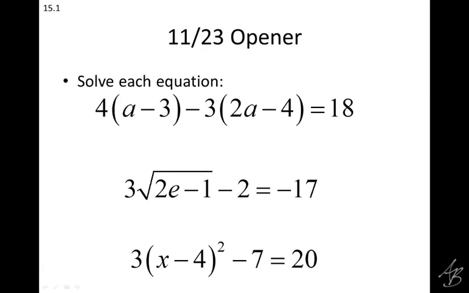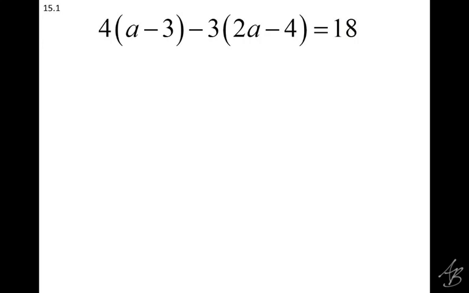We've got three equations in the opener today. They're all reviewing different types of equations that we've seen kind of recently. First one, what's different about that equation? So this equation only has one variable. It only has the letter A as a variable, but it has it in two different places. So that's what's a little bit different about this equation.